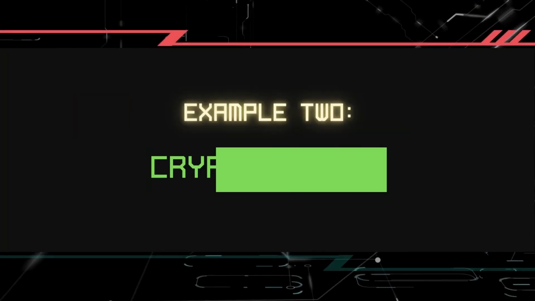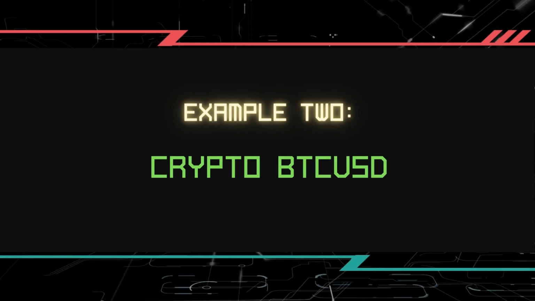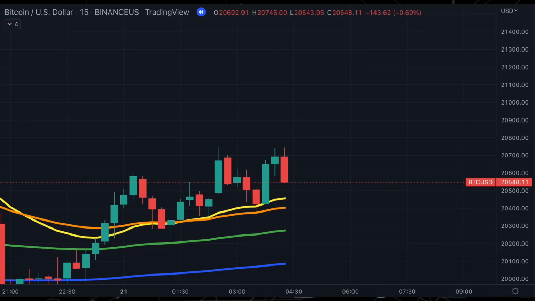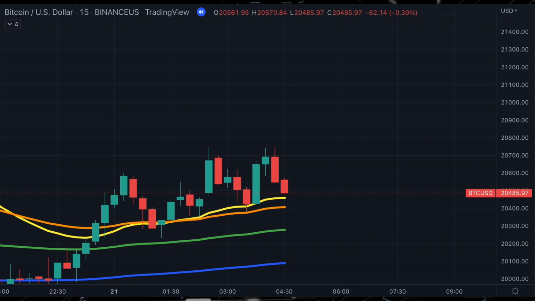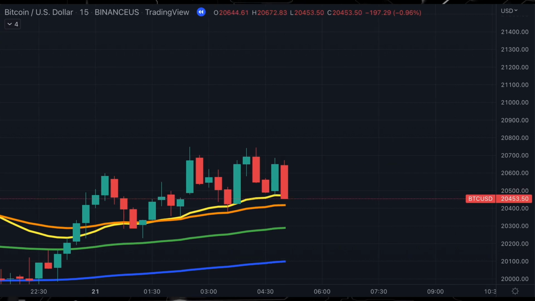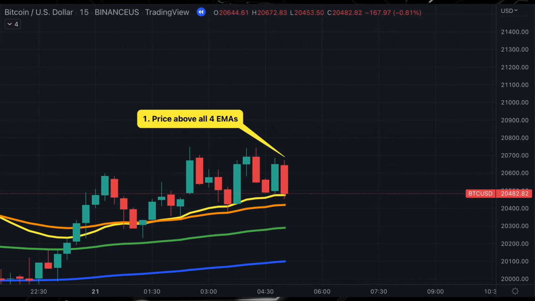Moving on to the next example, we will show you how this strategy is used on crypto. Over here we have the BTCUSD pair. Same as before, the price is above all the 4 exponential moving averages, so we will be looking for a buy signal.